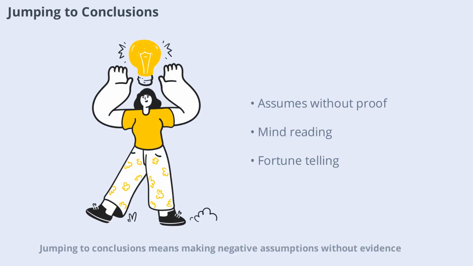Jumping to conclusions means making negative assumptions without evidence. This distortion comes in two forms: mind reading and fortune telling. Mind reading is when you assume others are thinking badly of you, while fortune telling is predicting things will turn out badly. Both can create unnecessary anxiety and misunderstandings. Instead, try to look for facts before drawing conclusions about what others think or what will happen.